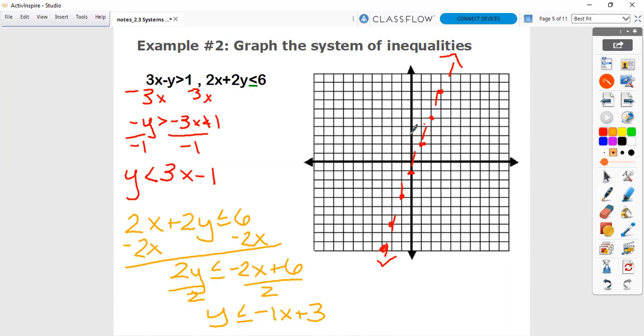So I'm going to start up on the y-axis at +3. And I have a slope of -1. So I'm going to go down 1, to the right 1. This does say y is less than or equal to, so I am going to connect these points with a solid line.